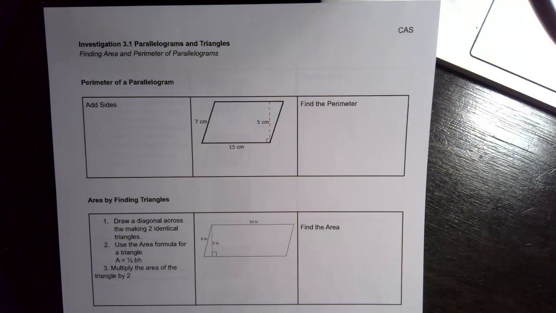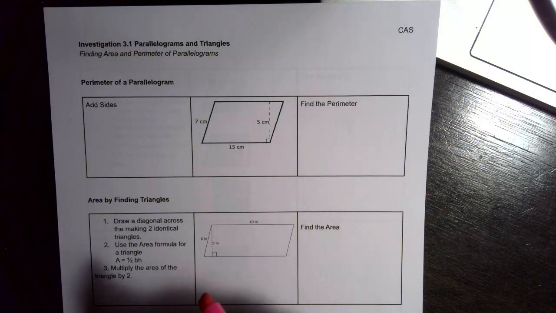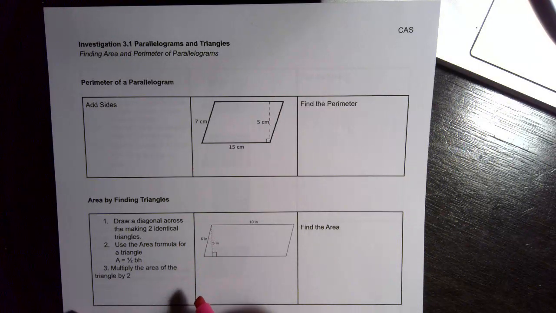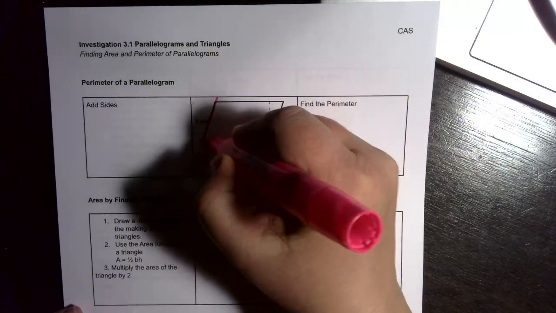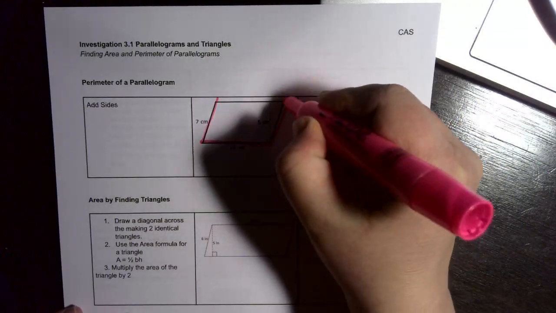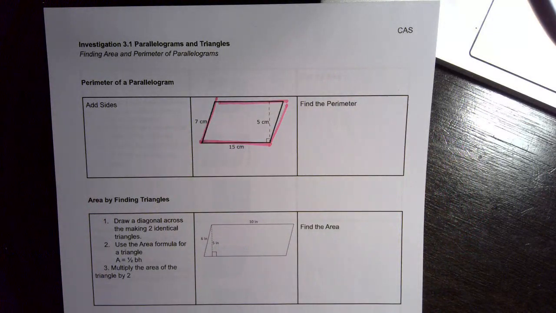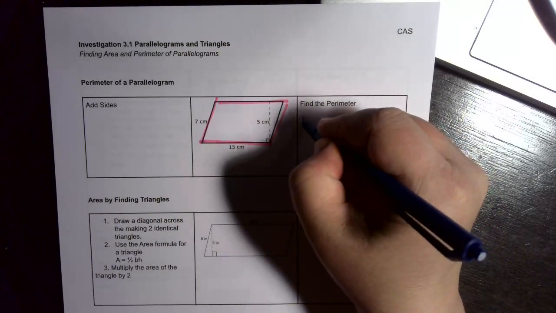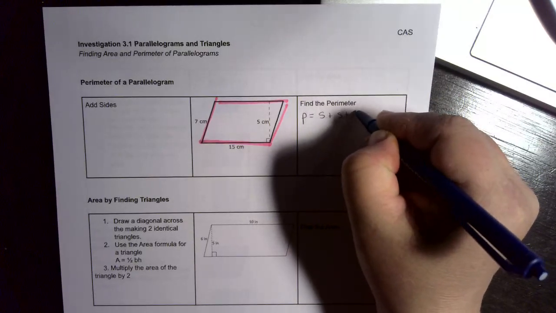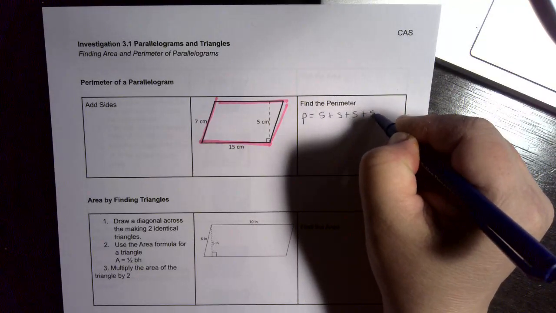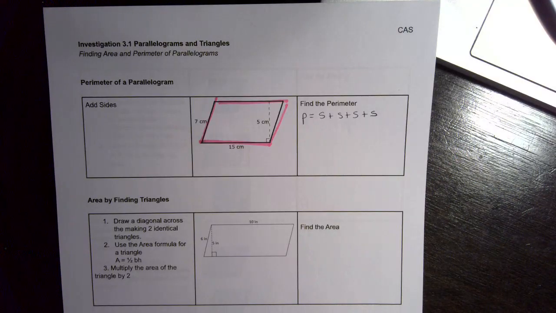The hardest part when you're looking at pictures is to make sure that you're adding up the sides and not including the height. So if this is my parallelogram, these are the sides. And you want to think to yourself, okay, I have 4 sides. So I'm going to be adding up my 4 sides. And in a parallelogram, opposite sides are equal.